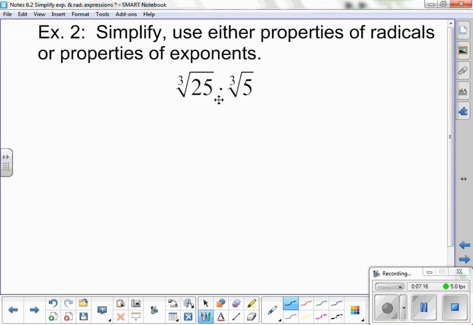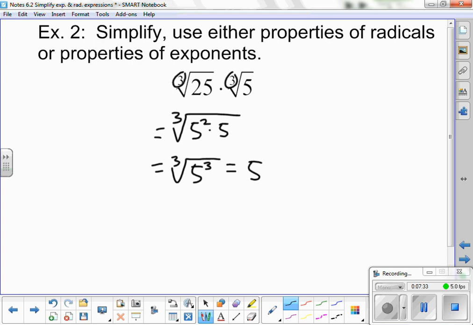25 is actually a 5 squared. I'm noticing that right now. So I'm also noticing that they have the same index. So I know that I can put these both under here. 25 is a 5 squared times another 5. That's actually going to give me cube root of 5 to the 3rd power, which is just a 5.